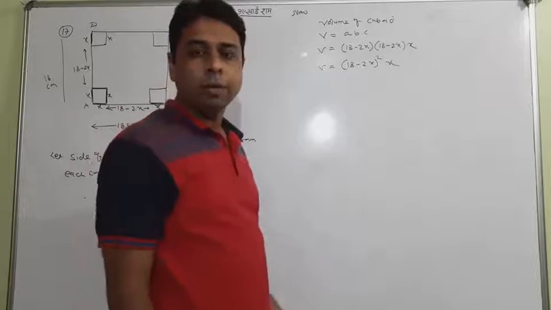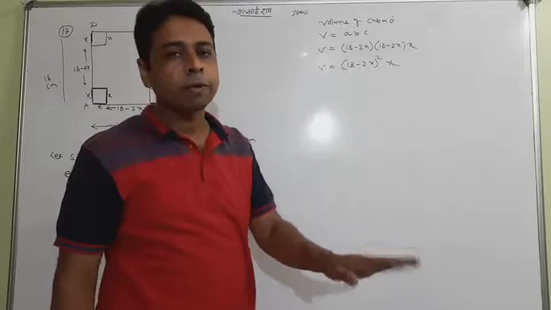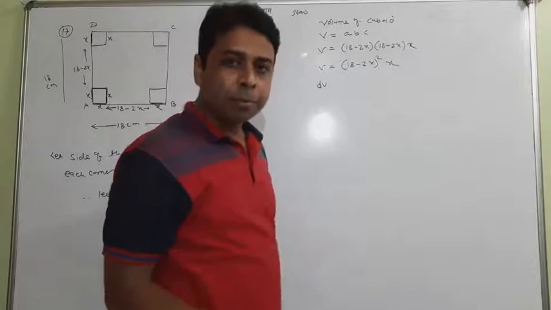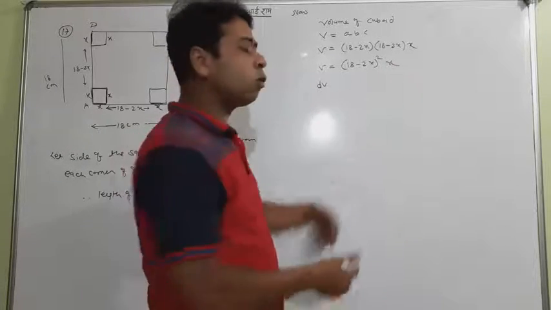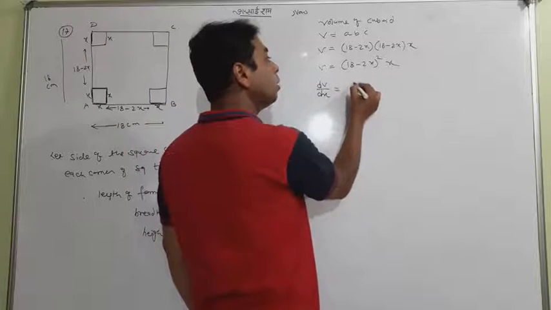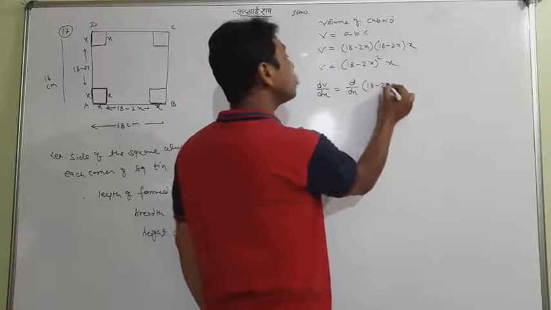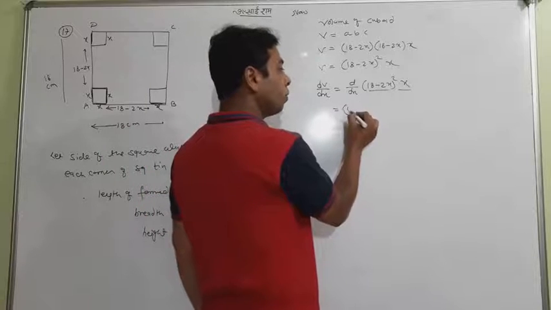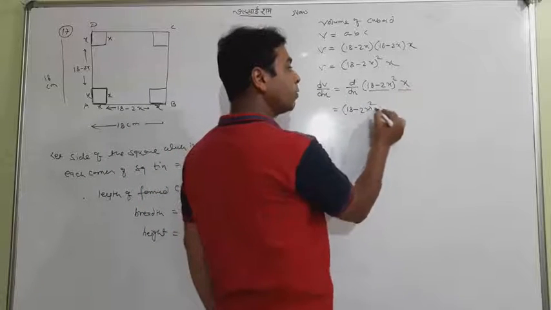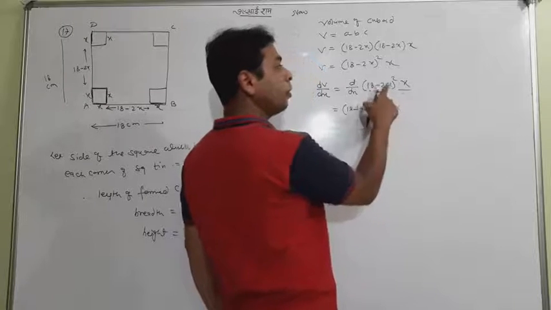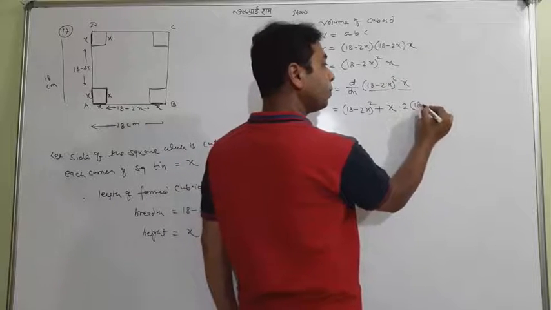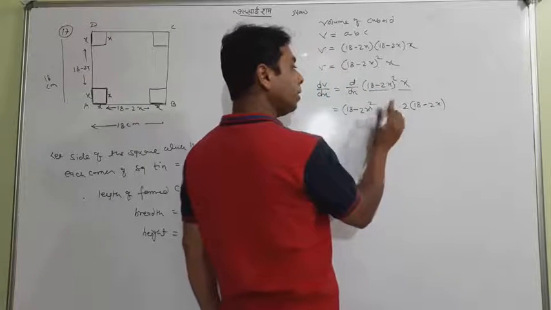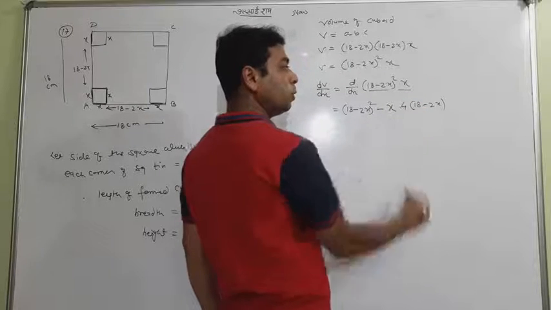Now V is a function of x, so the same way I'll do dV by dx and check. Nothing to worry about. V is the main function, and we have to show V is a maximum. So dV by dx is d by dx of 18 minus 2x whole square into x. We have two functions in multiplication. First function as it is, differentiation of the second is 1. Second function x, differentiation of the first: the power will come in front, 2 into 18 minus 2x, into minus 2. So can I write minus 2 times 2 is minus 4? You do it please by your own.